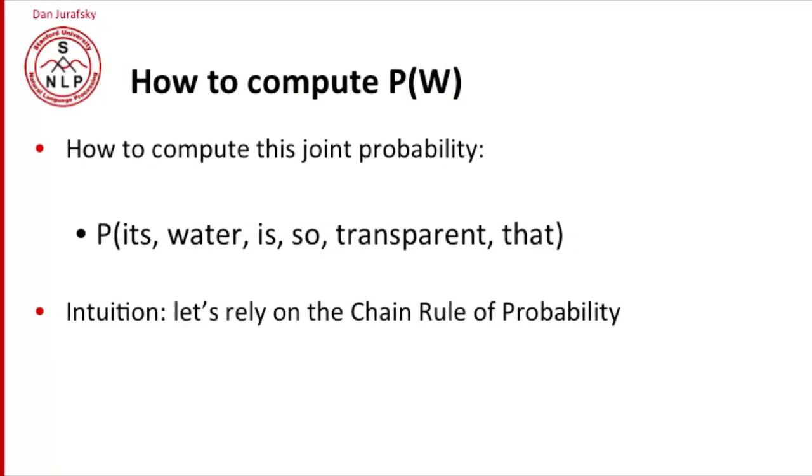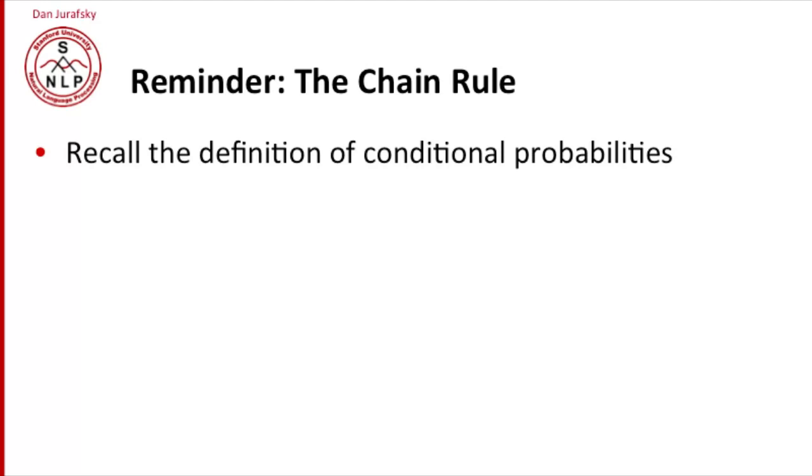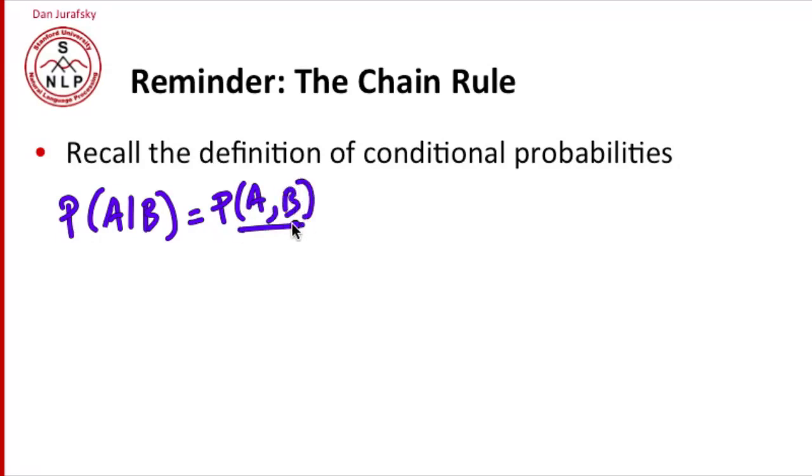So how are we going to compute this joint probability? We want to compute, let's say, the probability of the phrase "its water is so transparent that," this little part of a sentence. And the intuition for how language modeling works is that we're going to rely on the chain rule of probability. And just to remind you about the chain rule of probability, let's think about the definition of conditional probability. So P of A given B equals P of A comma B over P of B.